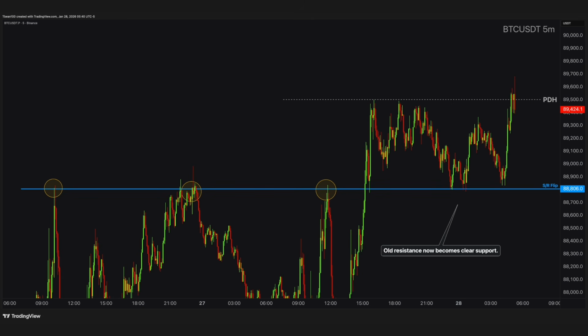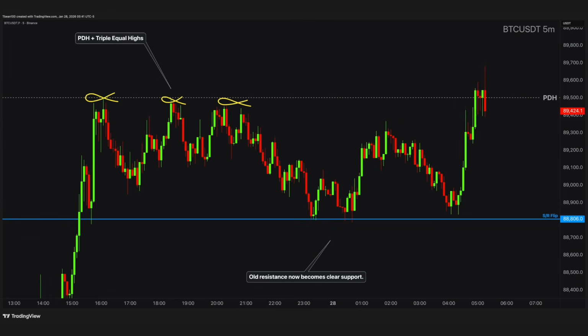And if you look above this area, you will also see the PDH, which is the previous day high level. The target area also shows a clean triple equal high structure. So everything about this chart is honestly screaming one thing. This is one of the best A++ trading setups that I teach. Now I am going to zoom in on the entry location so we can talk about it in more detail.